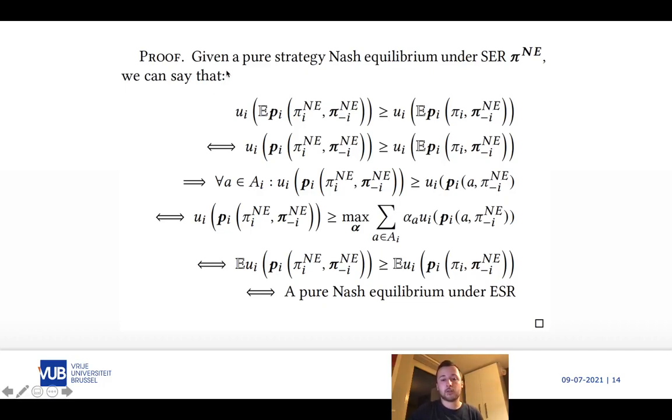I will quickly go over it, not in detail, but rather quick. There is of course more detail in the text. So, given a pure strategy Nash equilibrium under SCR, we can say that, first of all, we write the definition of such a Nash equilibrium. Then, in the second line, because we have just shown lemma 3, we are able to remove this expected value here. Then, in the following line, we want to explain that, well, if the utility for this pure strategy is better than any other strategy, it is also better than playing any other pure strategy. And if that is the case, it must also be better than a stochastic mixture of either of these pure strategies. And then lastly, we can rewrite this left-hand side to again include this expectation, as we've shown in the lemma, and the right-hand side to this form, and then we arrive at the definition of a pure Nash equilibrium under ESR.